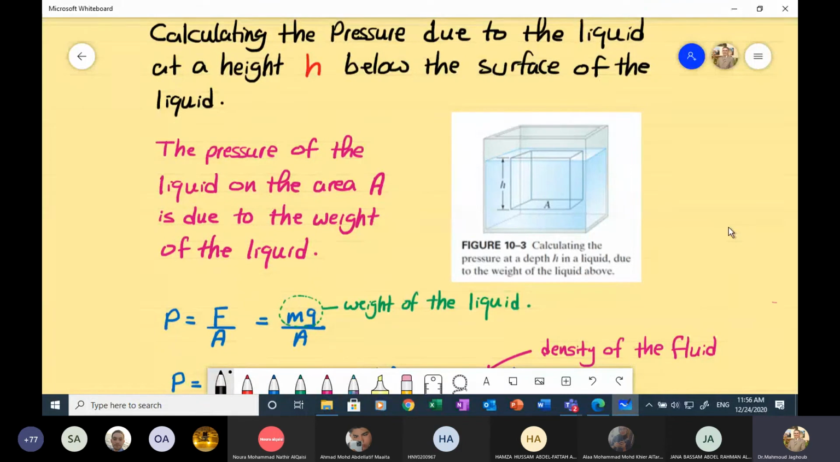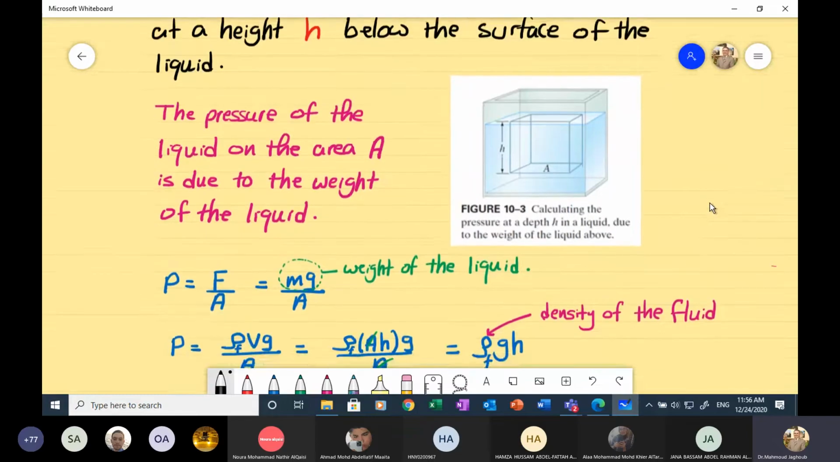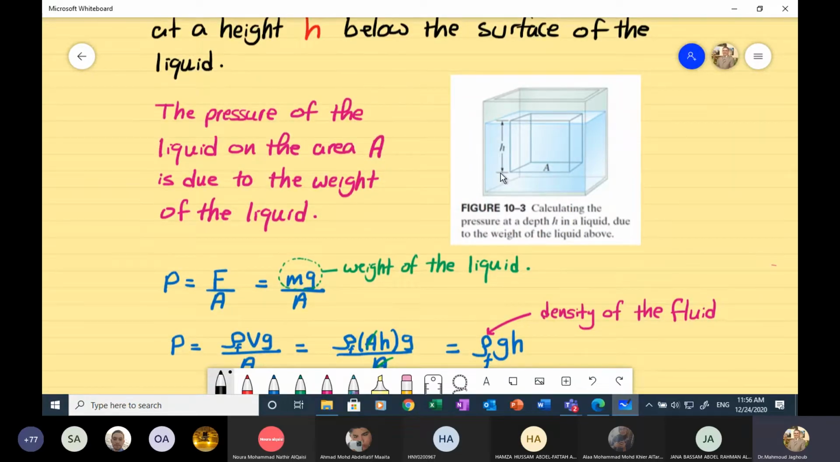Since we know that liquids have pressure, let us try and calculate the pressure due to a liquid at a given depth below the surface of the liquid. So you see, you have a container which has more or less a cubical shape. This is a container, and that container has liquid up to this level. Now what we are trying to do is to calculate the pressure at this area here, which is at a depth h below the surface of the liquid.